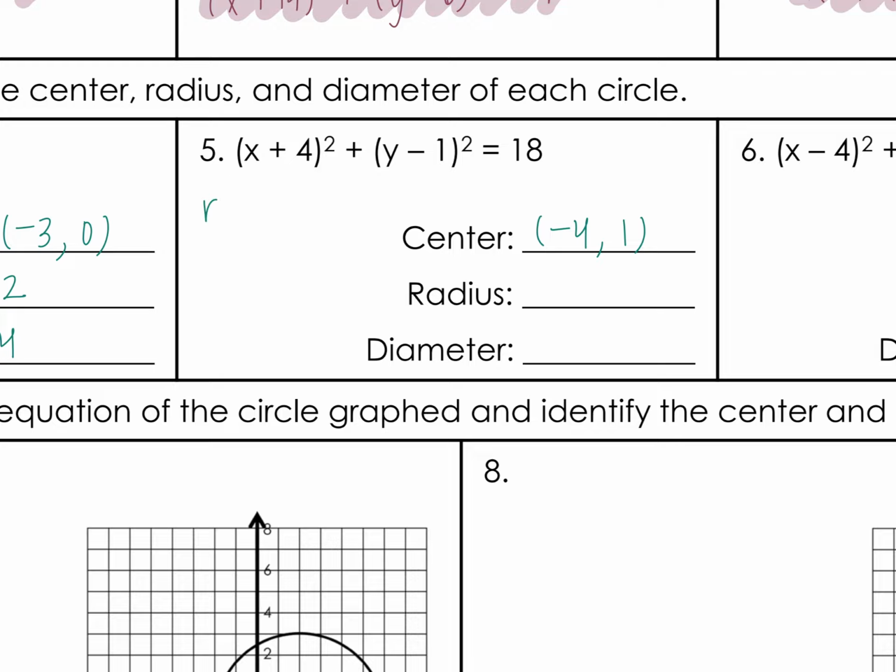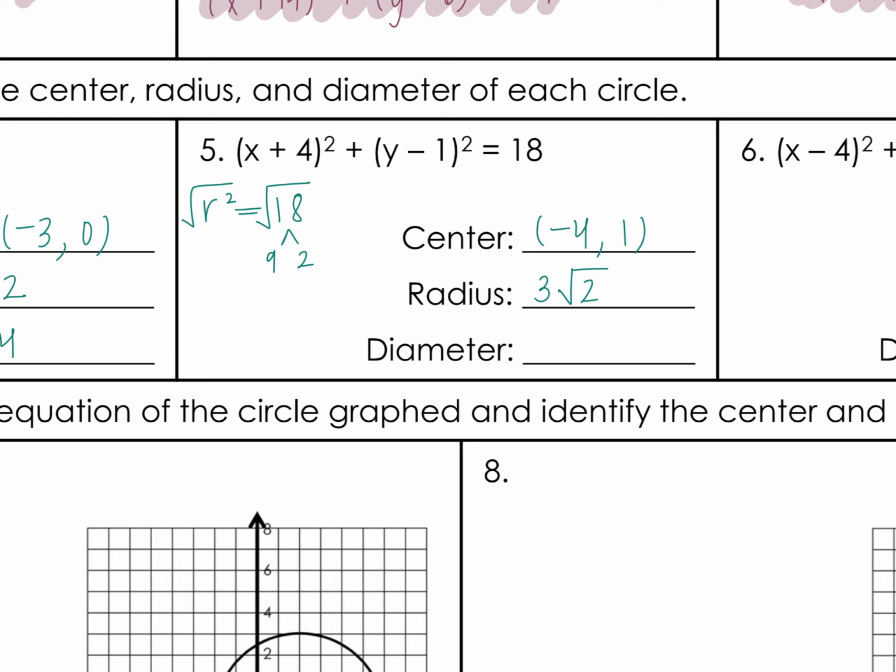Then for my radius, like I said, that r squared is equal to your 18. And so I am square rooting both sides. And then since it's not a perfect square, I'm going to simplify. We'll have 9 and 2 for my factors, which the square root of 9 is just 3. So we'll have 3 square root of 2.